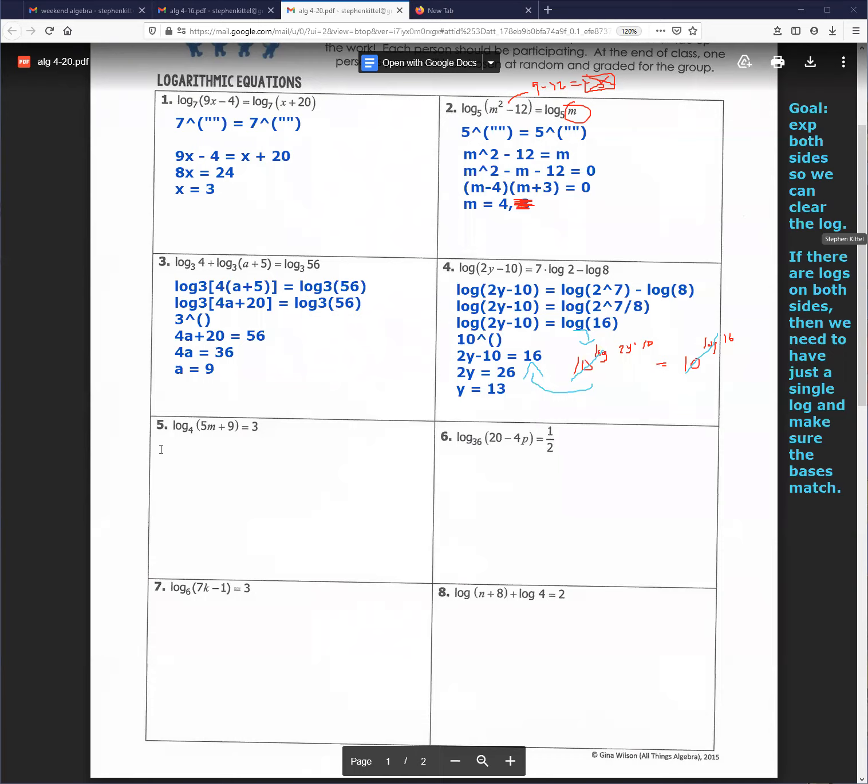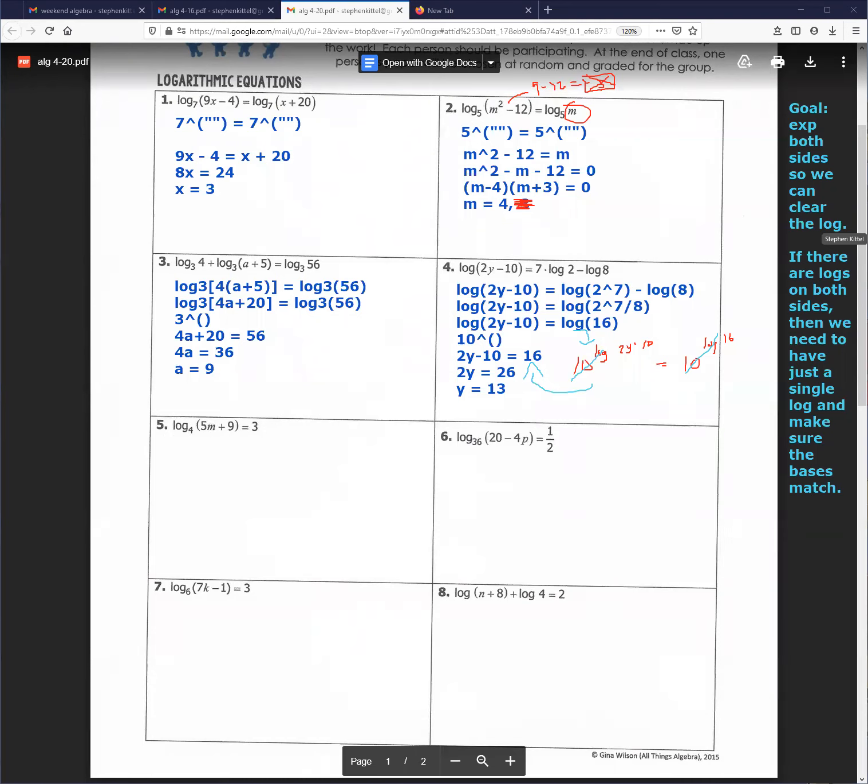All right, so number 5, now we don't have a log on the right side. Is that a problem? We still need to get rid of the log on the left side to get the m by itself. So we need to strip away that log. It just so happens we don't have a log on the other side, but who cares? This is now basically just an Algebra 1 question.